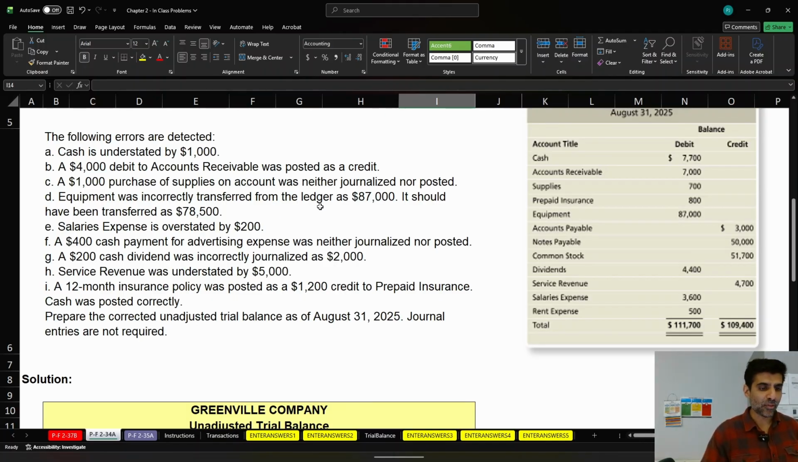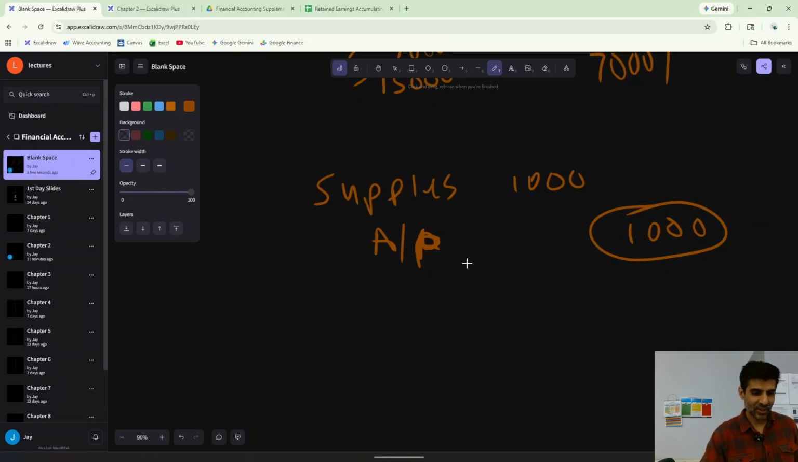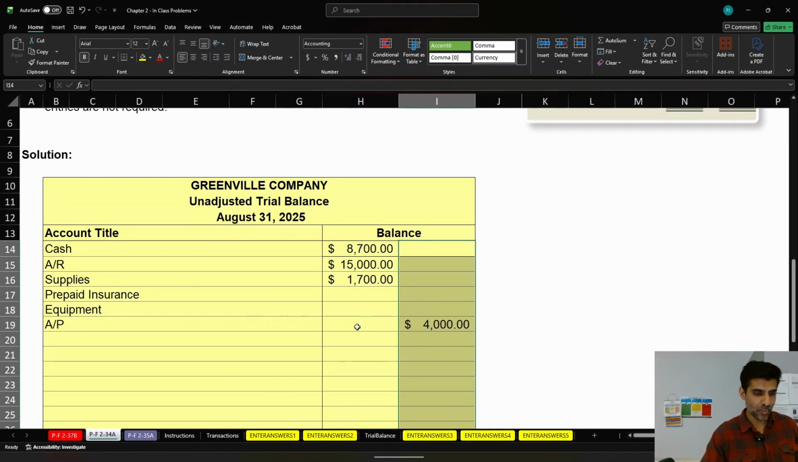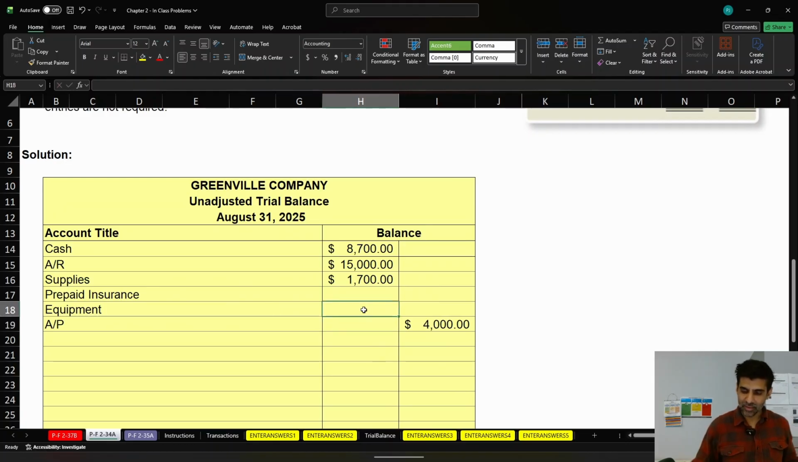The next one. Equipment was incorrectly transferred from the ledger as 8,700. It should have been 78,500. So you just switch some numbers around. We see equipment is 87,000 here. It's a simple fix. If we go to equipment, we just make it 78,500. That's it. Simple.